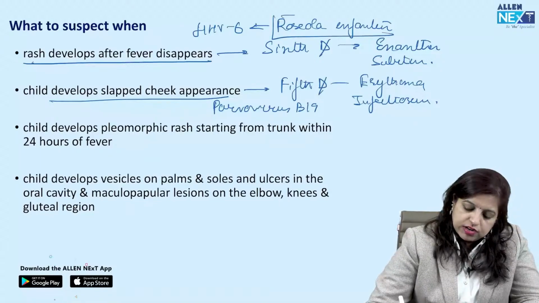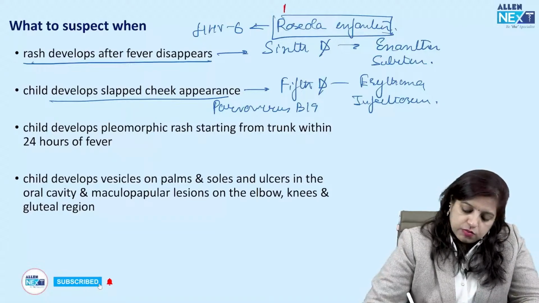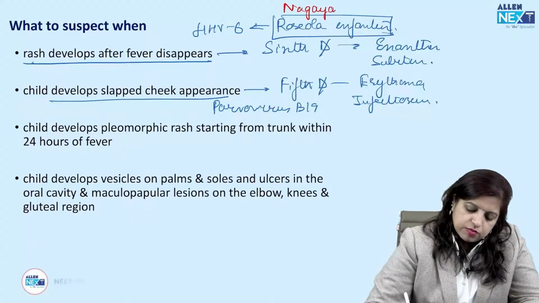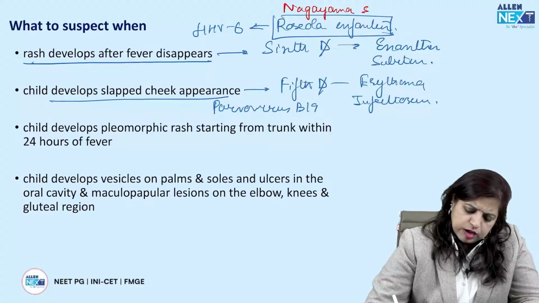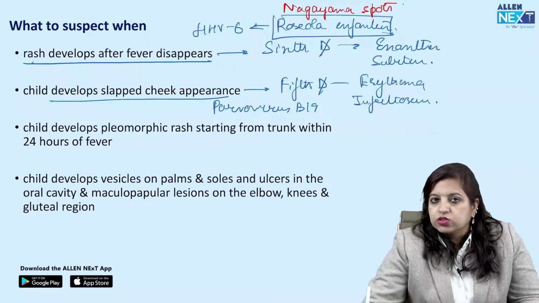Another feature of roseola infantum is we get to see what? Yes, you guessed it right. In the mouth, we get to see Nagayama spots, right? Nagayama spots, which are nothing but ulcers at the uvulopalatoglossal junction, right?